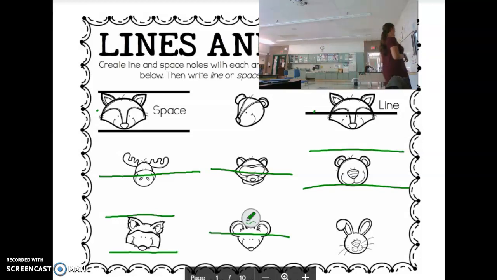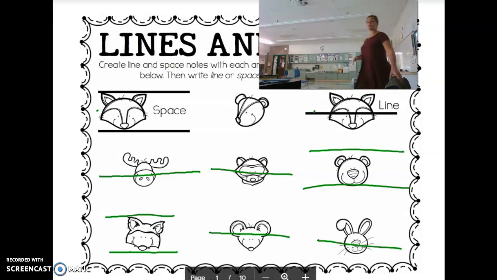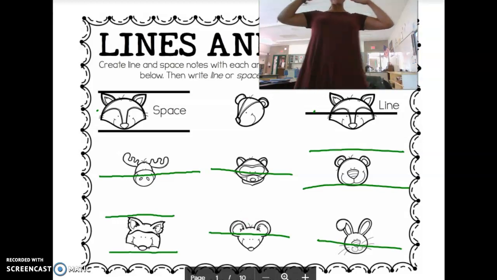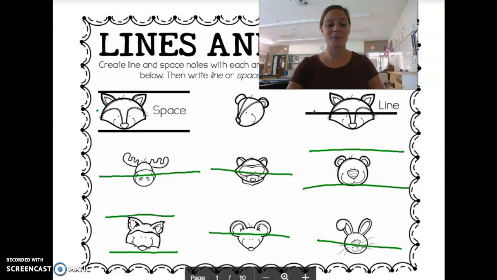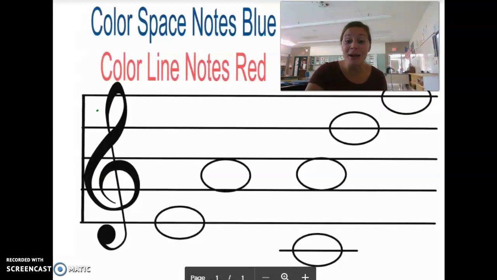All right, last one. What's our bunny? If you said line note, give yourself a thumbs up. Great job. Today you can practice coloring your line and space notes by coloring your space notes blue and your notes with a line through it, your line notes red. Have fun!